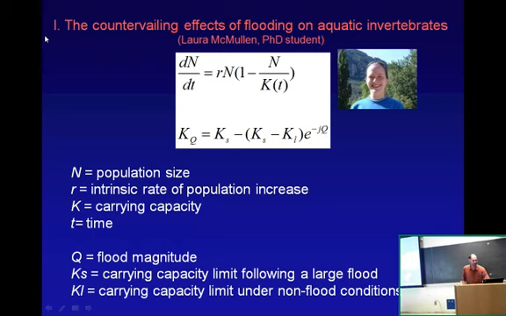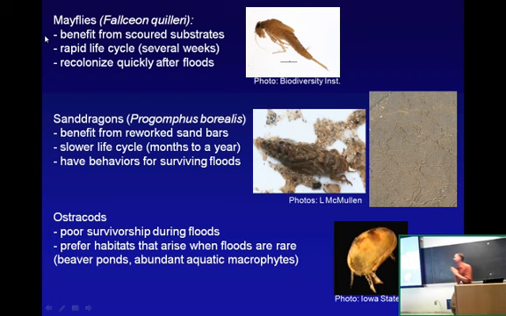So we've examined this model with a few different life histories in mind. The first is a fast life cycle organism, a mayfly, which does really well on these freshly scoured substrates, with a rapid life cycle, and they get back into the stream really quickly after floods. So really rapid life cycle, kind of a weedy life cycle. Next we have sand dragons, Pronemata borealis. They like post-flood habitats in that they need open, sandy habitats, but they have a slower life cycle, from months to a year, depending on how you measure it. And they also have behaviors for surviving floods that I showed you before. So they're able to get back into the active channel after being displaced by floods. So they've got some advantage there.